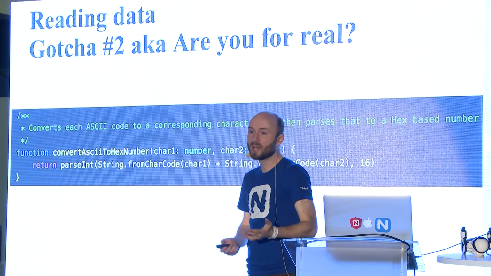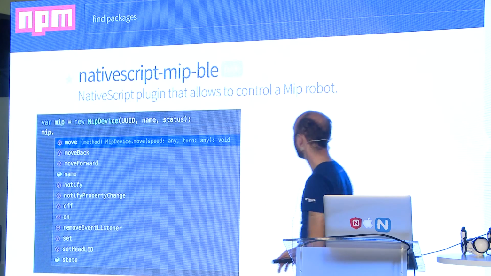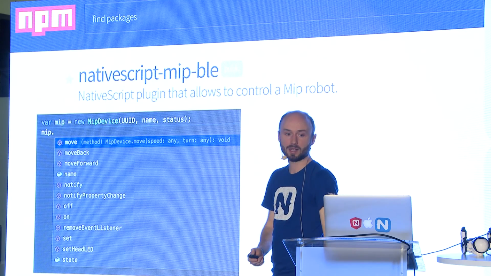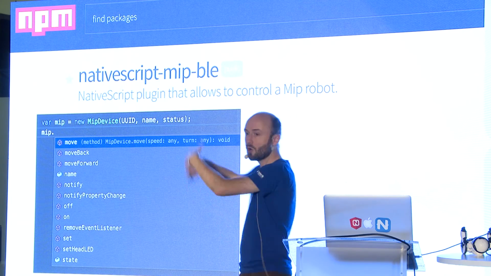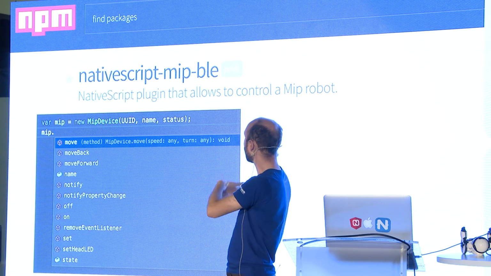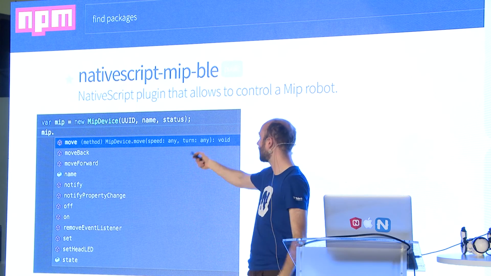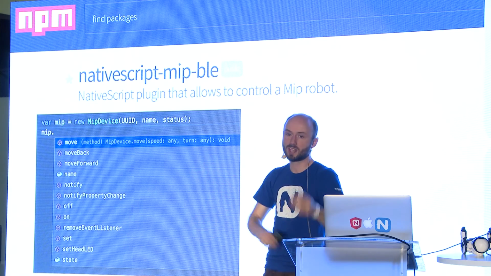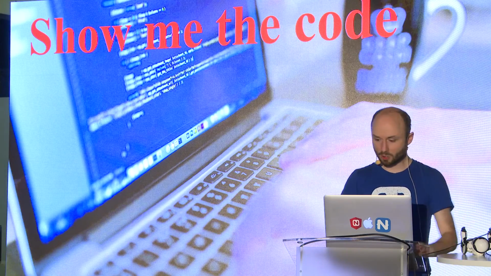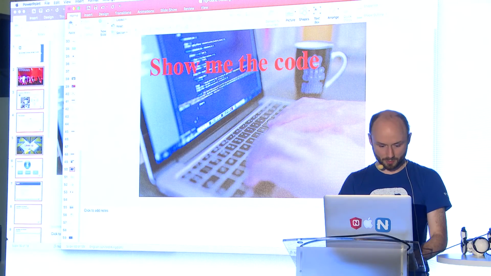And to ease all the pain with the robots, I created the MIP BLE library that allows you to avoid all the Bluetooth stuff. If you're using NativeScript, you can just import this plugin and start using it. You can just tell MIP, just move, turn left, turn right. No what-the-hell moments, I promise. I don't have a lot of time, but I can very briefly show you a tiny example of the code.